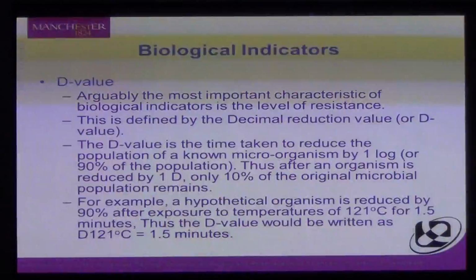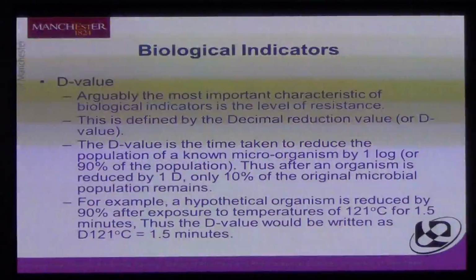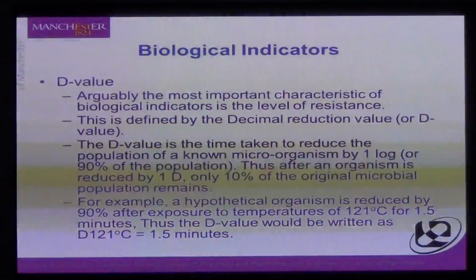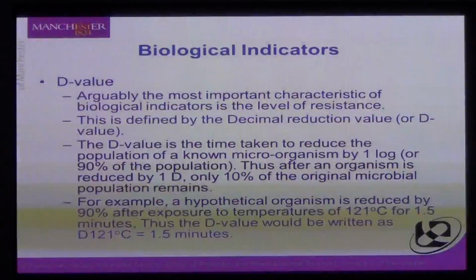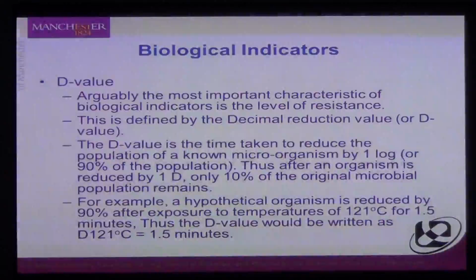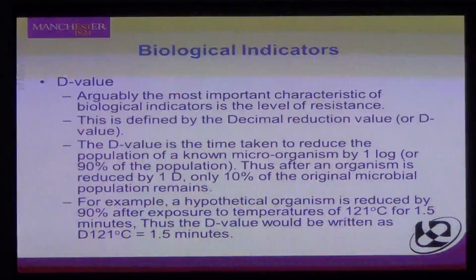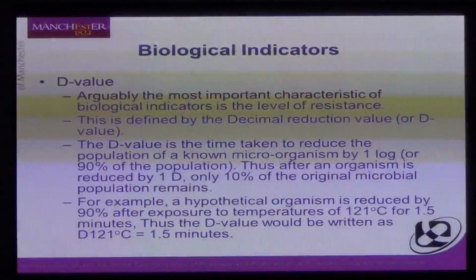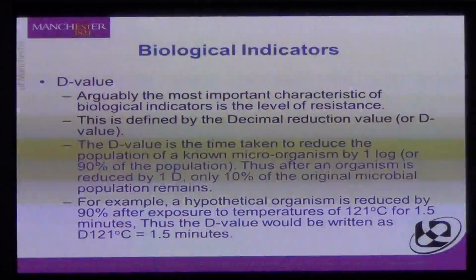So if a BI comes labelled with a D-value of 121 degrees for 1.5 minutes, it means that if we put 1 million cells in and we put them into an autoclave, and the autoclave went to 121 degrees, 1 minute later that 1 million population will reduce by 90%.